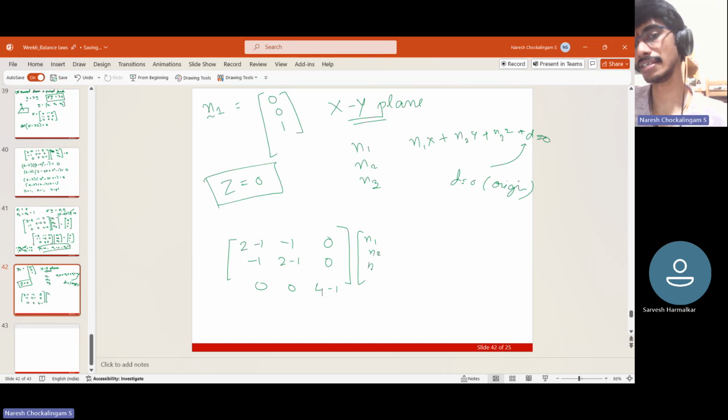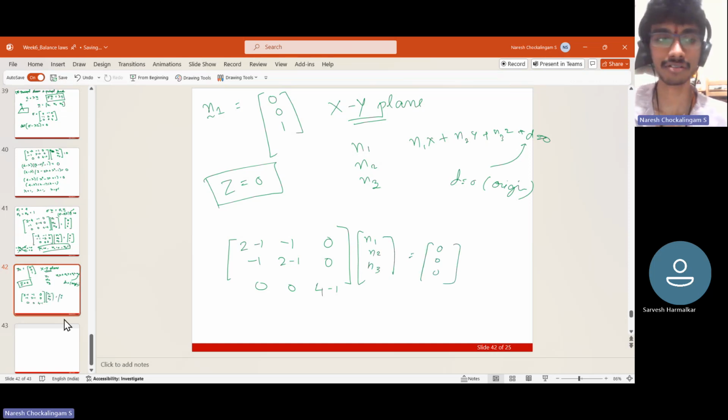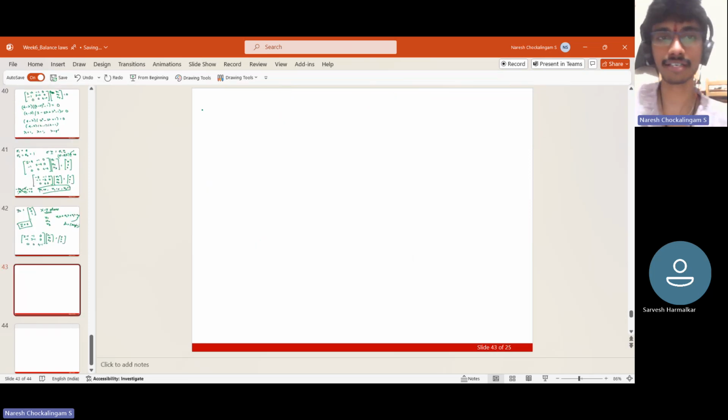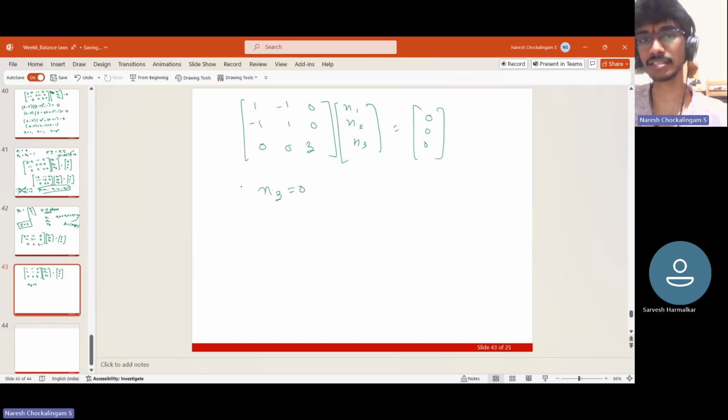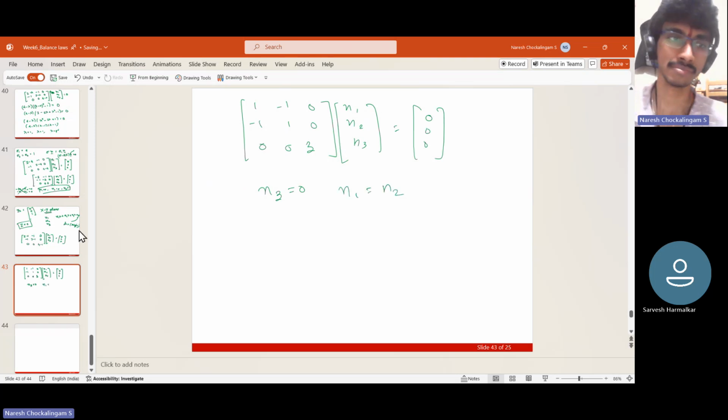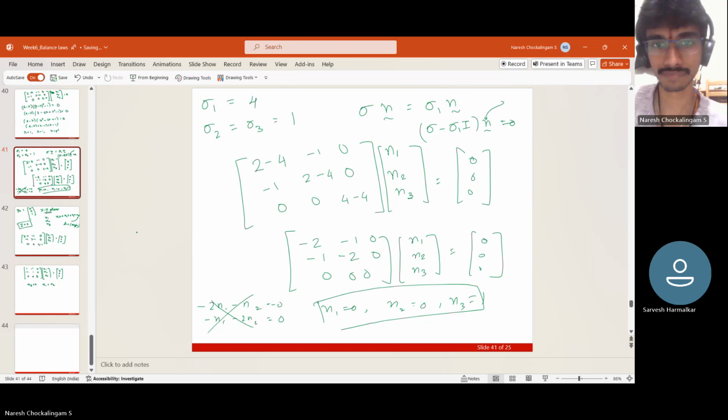n1, n2, n3. These are the other principal planes. This is equal to 0, 0, 0. So if you solve, we'll get the first one is 1 minus 1, 0, minus 1, 1, 0, 0, 0, t. n1, n2, n3 equal to 0, 0, 0. So one solution is n3 equal to 0. This has to be satisfied. And what is the other? n1 equal to 2.